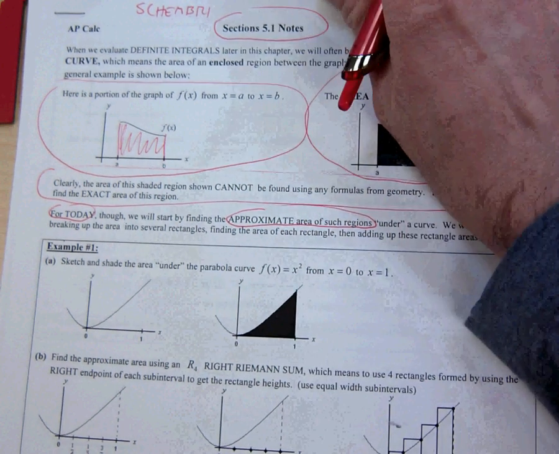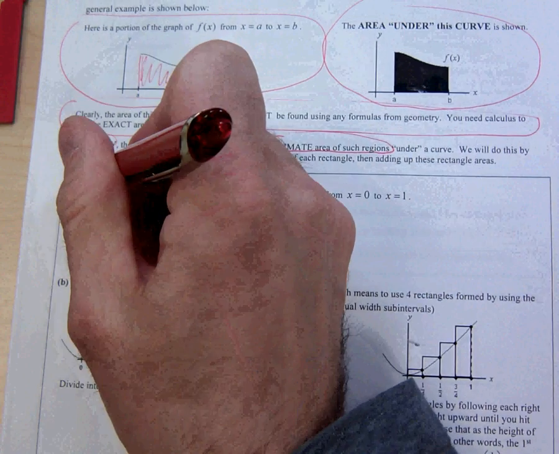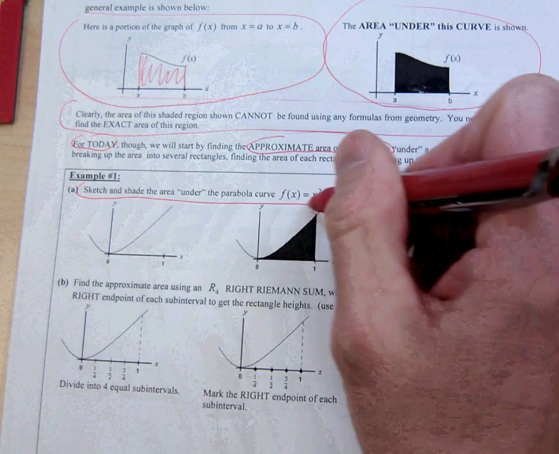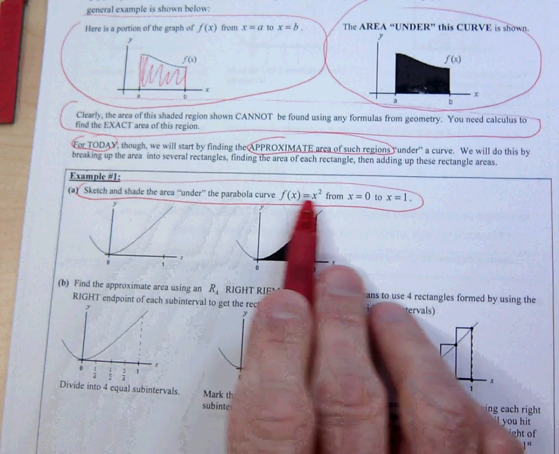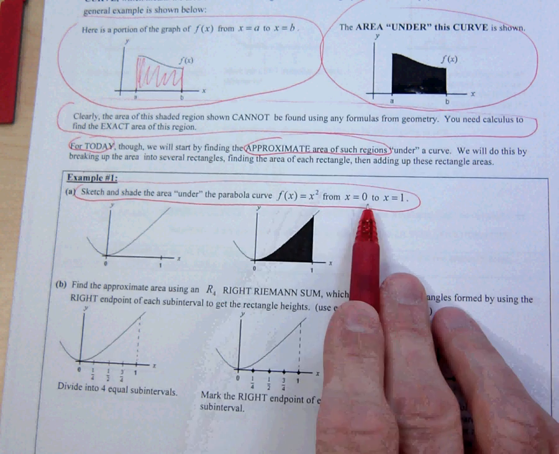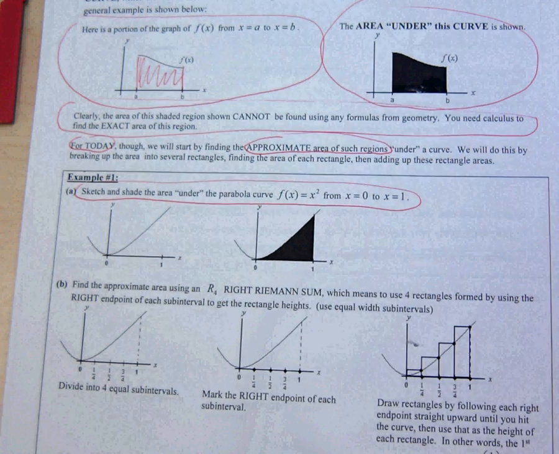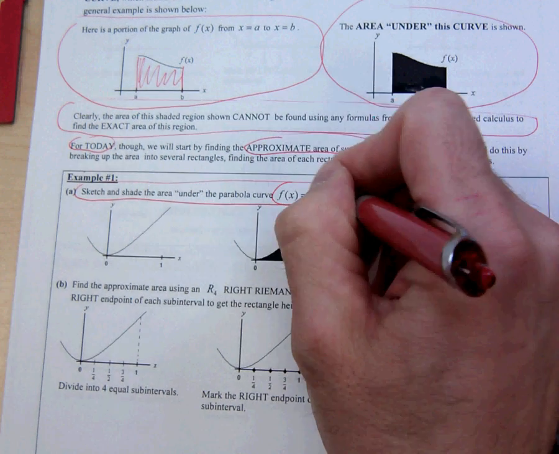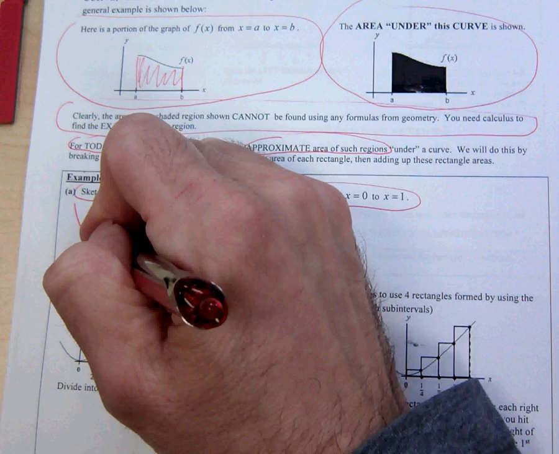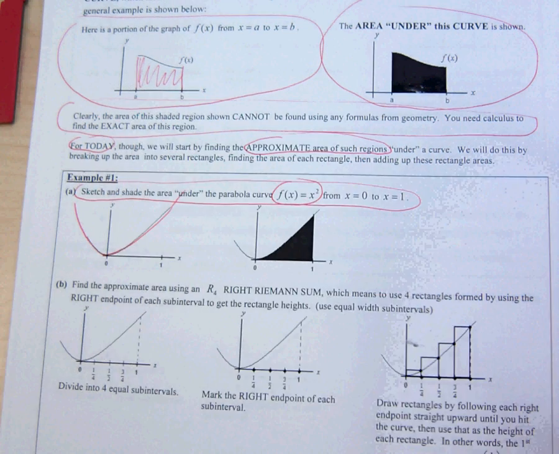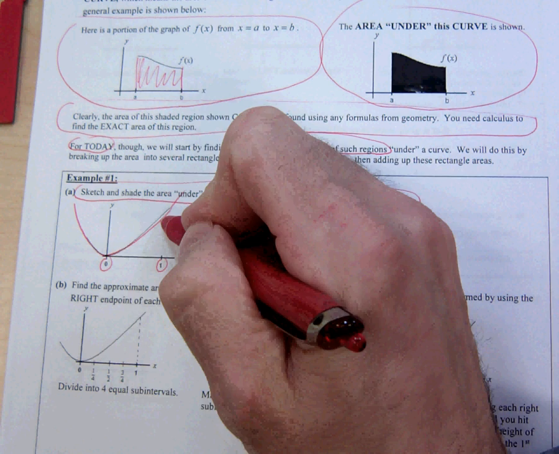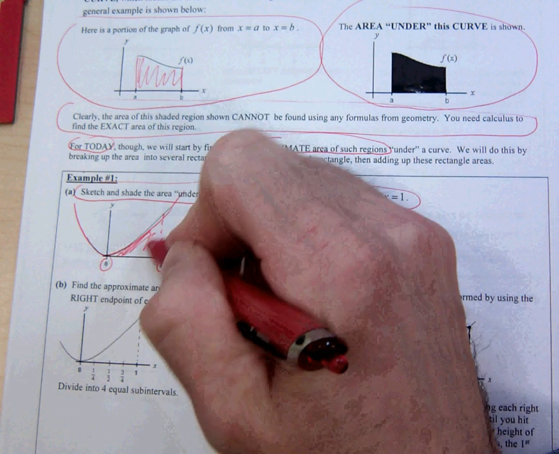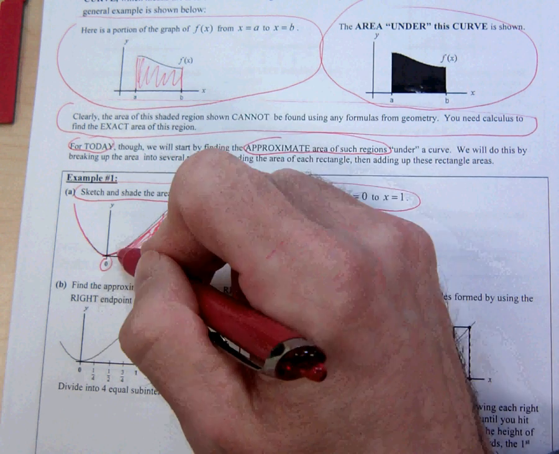So here's an example. I want to sketch and shade the area under the parabola f of x equals x squared from x equals 0 to x equals 1. So all I did is graph the function. There's the parabola y equals x squared. I'm going from 0 to 1, which gives me that region right there, which looks like that.